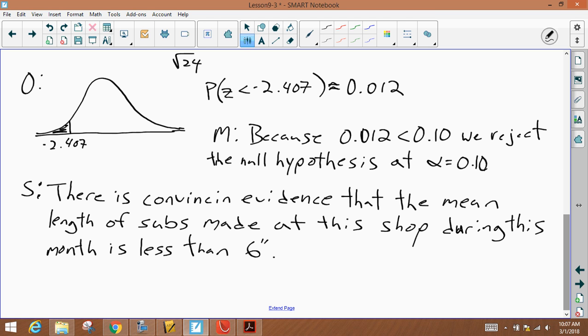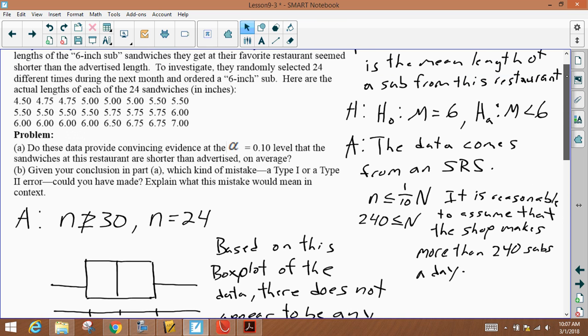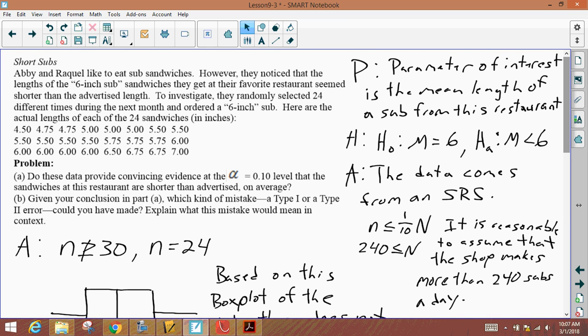Let's answer B. Yeah, 4 minutes. That's perfect. B is really quick. It's a very simple question. Don't you love nice long math problems? Not these? They're kind of nice. It's satisfying. Okay, given your conclusion in part A, which kind of mistake, a type 1 or a type 2 error, could you have made? And what would this mistake mean in context?